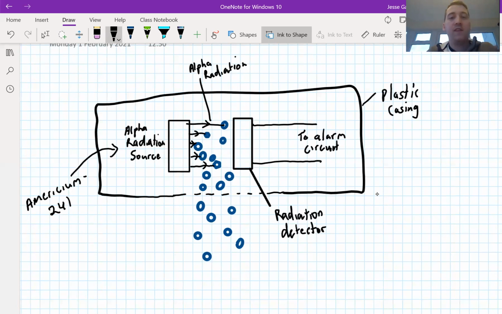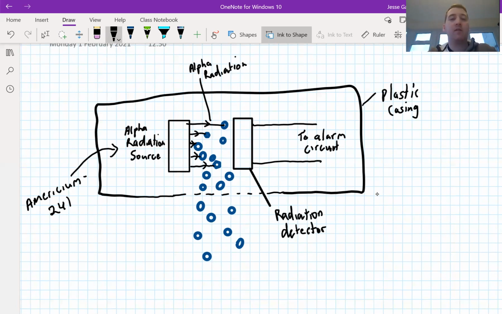Now, if this was any other type of radiation, like beta radiation or gamma radiation, these would be much more penetrating and they would not get blocked by the smoke particles. They would just travel through them. They would pass straight through them. But the alpha radiation gets blocked by the smoke particles.